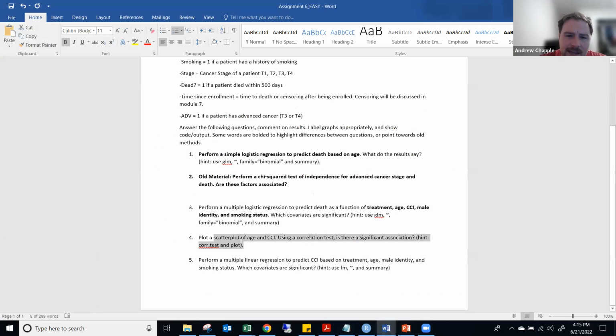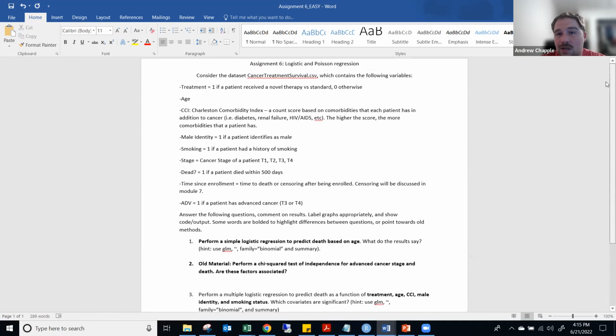Next, plot a scatter plot of age and CCI and use a correlation test. Is there a significant association? You can remember cor.test from the last class. And then the last question: perform multiple linear regression to predict CCI based on treatment, age, male identity, and smoking status. Which covariates are significant? And that's the whole assignment.